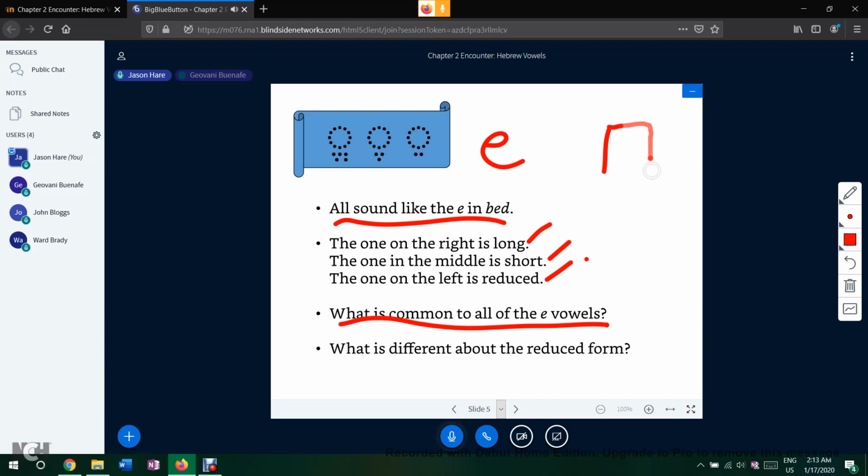Like if this is any letter, what's common that would always be an E sound? Well, each one of them has two horizontal dots. There can be a third one. This is the short version. And there can be shva on the side for the reduced version. So again, just like we asked what's different about the reduced version, it's the addition of shva. So this is e.